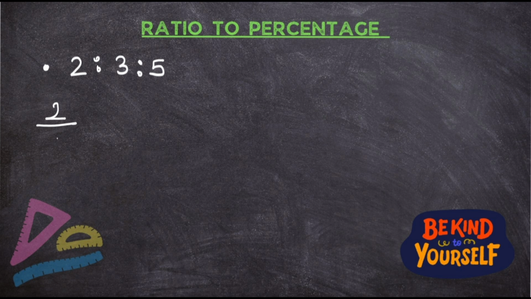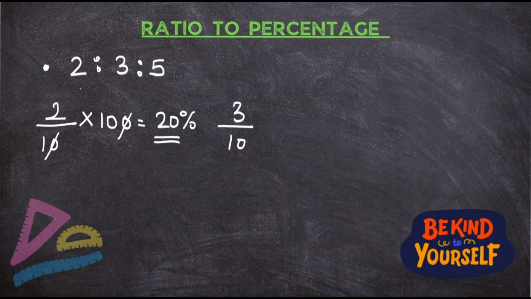So in the denominator it will be 10 into 100. Simple calculation. 0, 0 cancel. 2 and 10. 2 tens are 20. You got the first percentage. Now let's take the second one. 3 is the number. In the denominator it will be 10, that is the sum of all three numbers, into 100. 0, 0 cancel. 3 into 10 gives you 30.